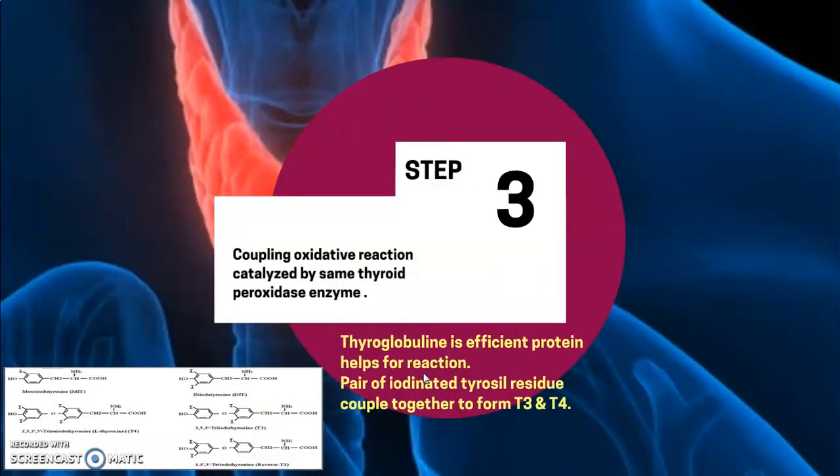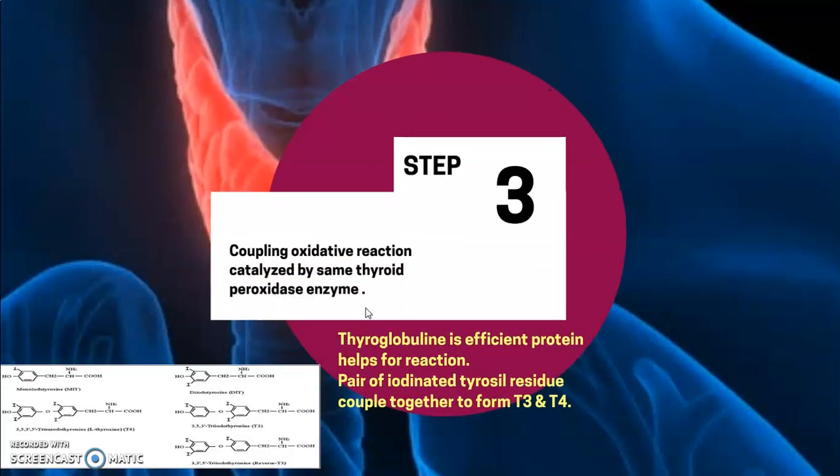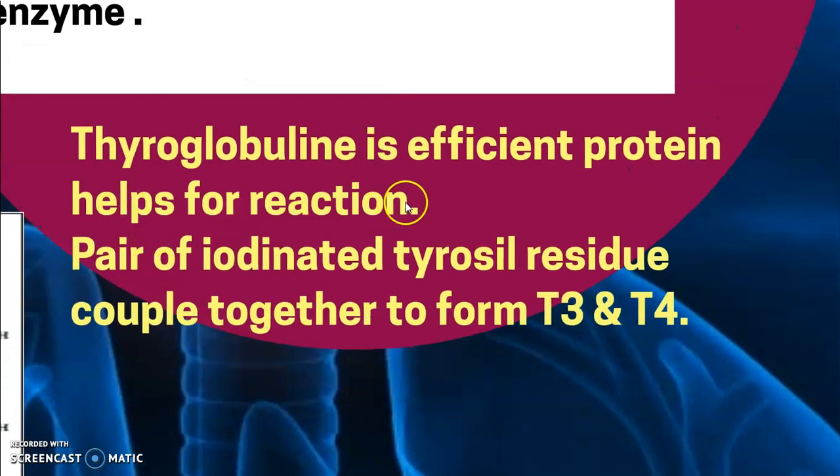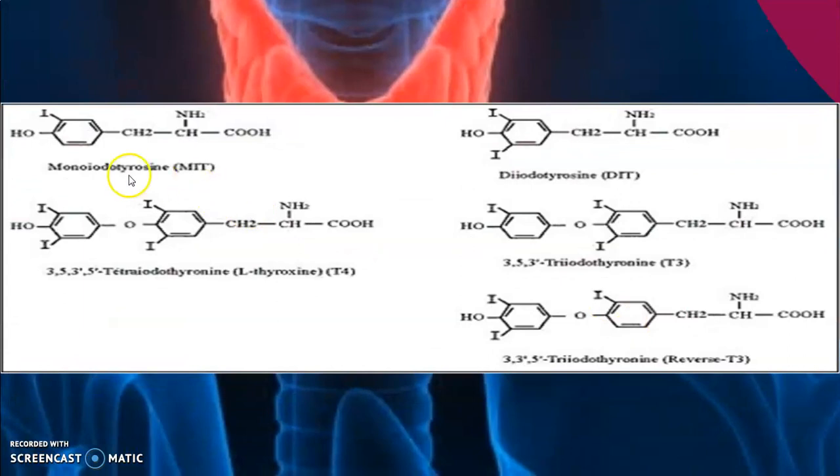Then what is the third step? The oxidized iodine is coupled by an oxidative reaction, and that reaction is catalyzed by the same thyroid peroxidase enzyme. The thyroglobulin is an effective protein which helps the reaction. The pair of iodinated tyrosyl residues couple together to form T3 and T4. Here there are 2 molecules, monoiodotyrosine. Why is it called monoiodotyrosine? Because it contains a single iodine. And diiodotyrosine. Why is it called diiodotyrosine? Because it contains 2 iodine.